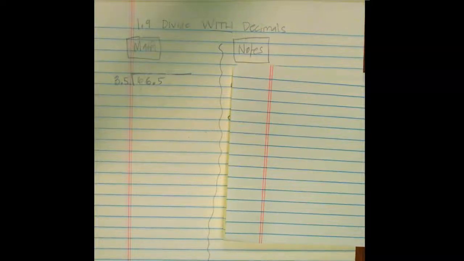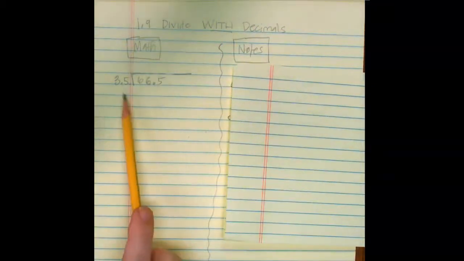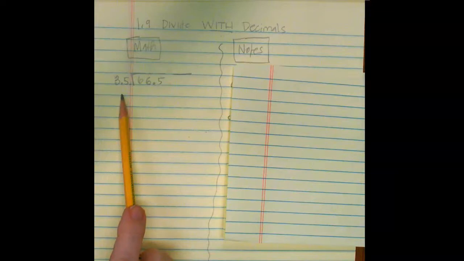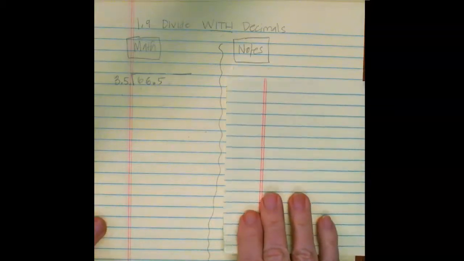In this video, you will learn or review how to divide with decimals. Note paper set up. Here's the problem that we'll be working with: 66.5 divided by 3.5. The first thing to know is that your divisor must be a whole number.